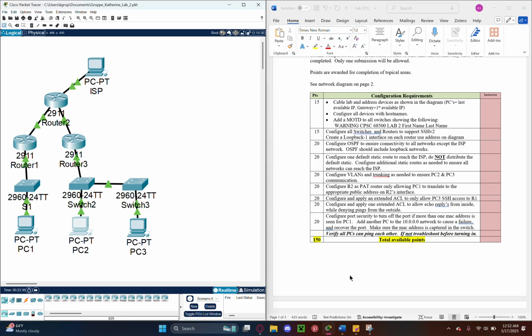Okay, to go from here, we need to figure out how to do the last four, which is configuring router 2 as a PAT router, which I'm having trouble with, configuring the ACL, the extended ACLs with the echo replies, and configuring the port security. And I will update you in part 2 of this.